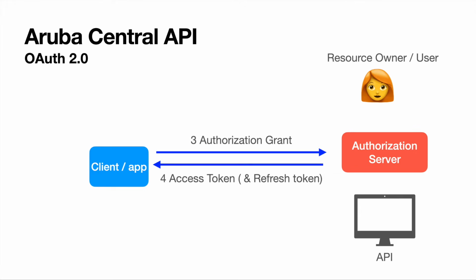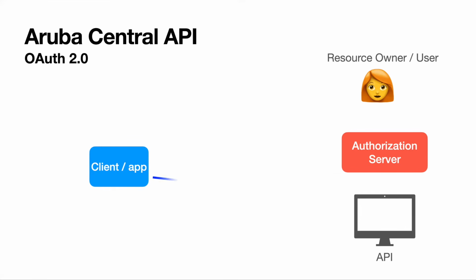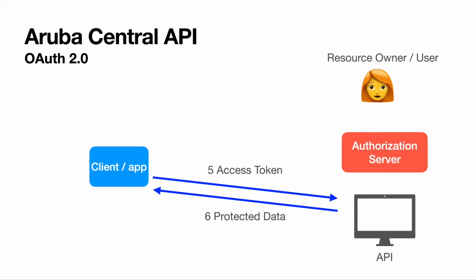authorization server and say, look, I've been granted access to the API, and the authorization server sends back the access token and the refresh token. So the access token being like the swipe card to get through the security gates of the API. And finally, the application uses the access token. It combines the access token with its HTTPS calls to allow it access to the API resources, and then the protected data is sent back to the application.